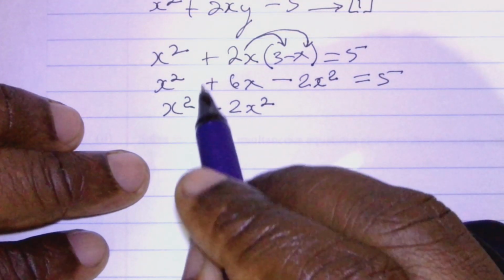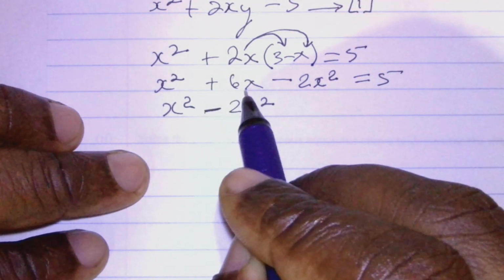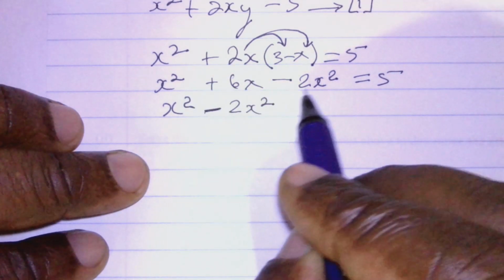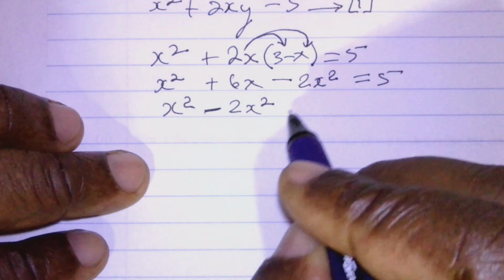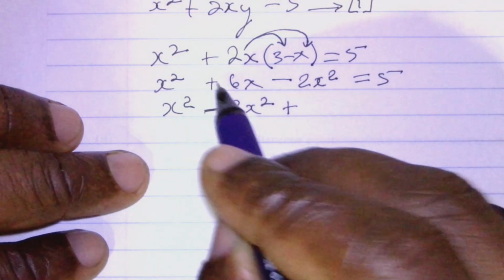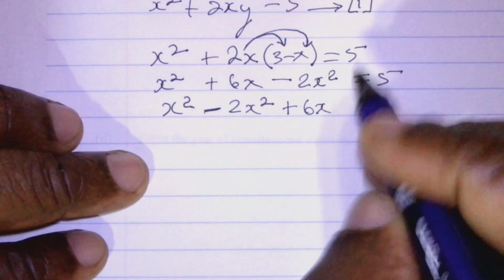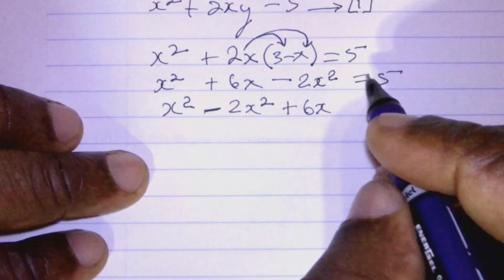So for instance, this positive 6x here, I'll still keep it on the left hand side. It's just that I'll put it after the minus 2x squared, but I'll still have to maintain the positive sign. So it's still positive 6x.